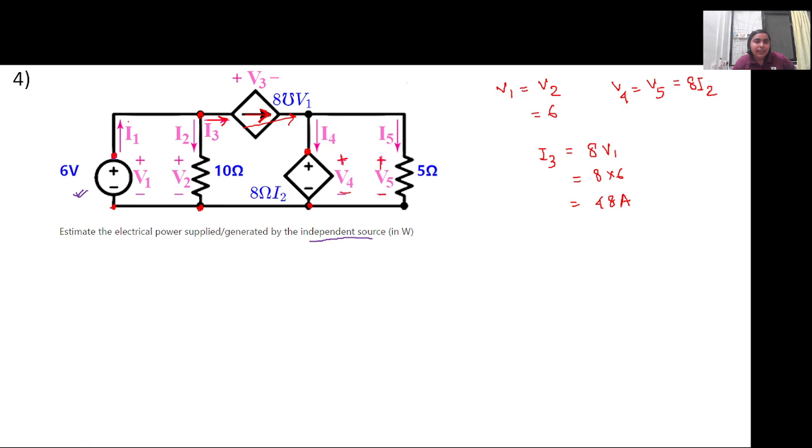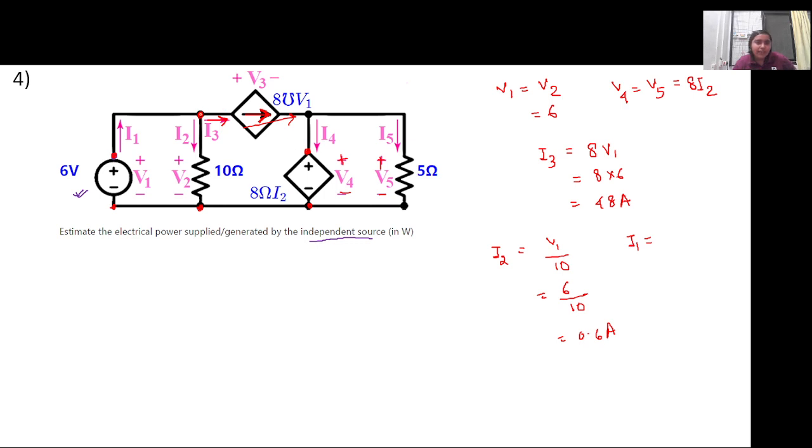Now can we calculate I1 and I2? What will be the value of I2? V1 or V2 by 10. And we have V1 already equal to 6 and this is 10, so I2 equal to 0.6 ampere. So now can we calculate I1?